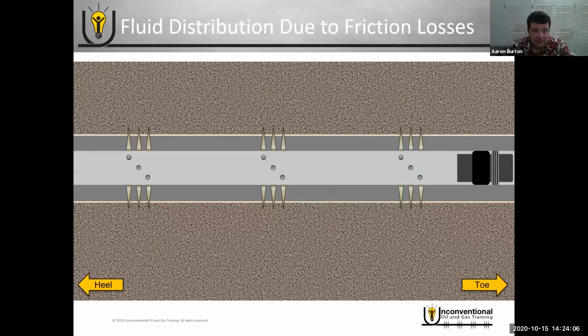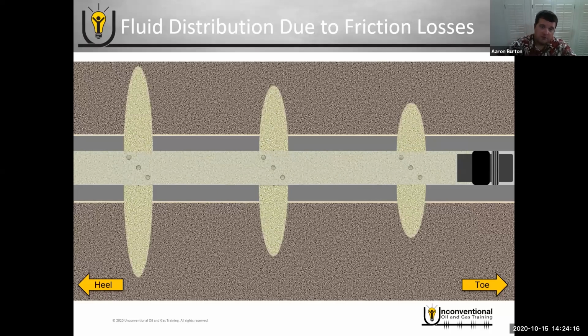Now, the reality is just because of friction losses alone, you won't have that even distribution. Because that fluid has to travel, you have a path of least resistance towards the heel perforation here, because the fluid has less distance to travel, and then towards the toe, it has the most distance. So it's a path of most resistance at the toe. So just on friction alone, your frac job would look something like this.